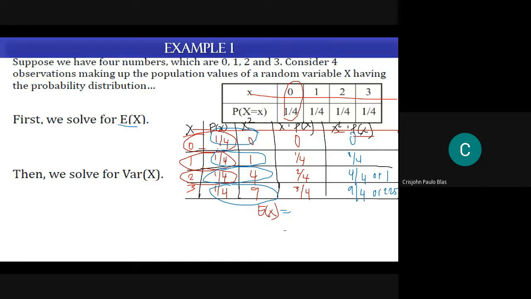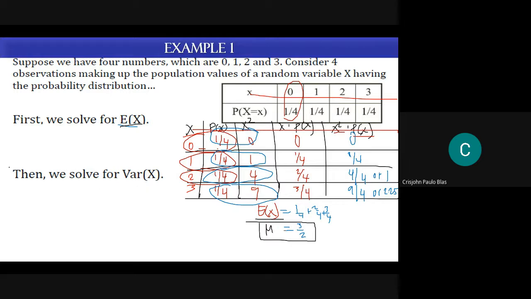Ito yon. 1/4 plus 2/4 plus 3/4. That is 3 halves. Kasi 1 plus 2 is 3, plus 3 is 6 pala. So 6/4 is 3 halves. Diba? So E of x is equal to 3 halves. Where we all know that the E of x based on the previous lesson, that is also the mu. Diba? So the population mean is equal to 3 halves.